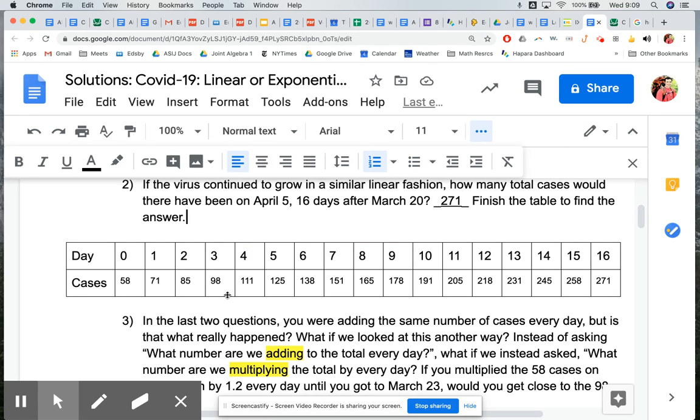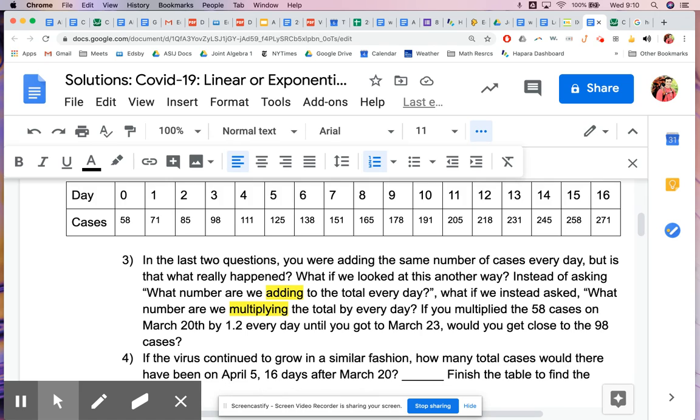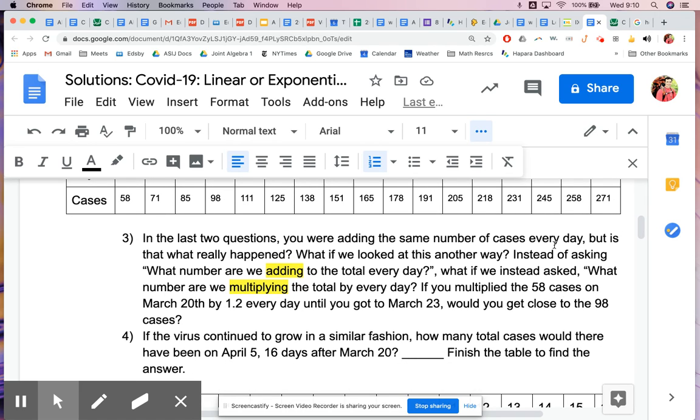Okay, so having a linear growth by 13 and a third new cases every day, by the time we get to the 16th day after March 20th, we are going to have 271 total cases in Tokyo. And we will see later on if that pattern continues in this linear fashion. In the last two questions, you are adding the same number of cases every day since it was linear. But is that what really happened?